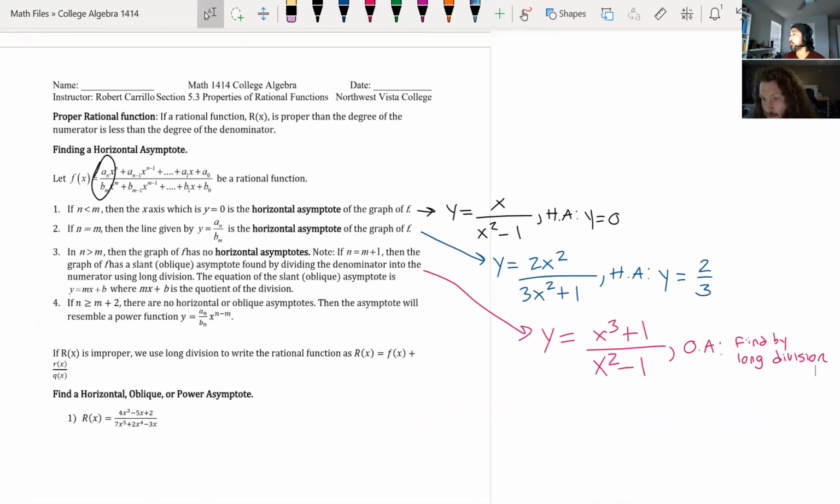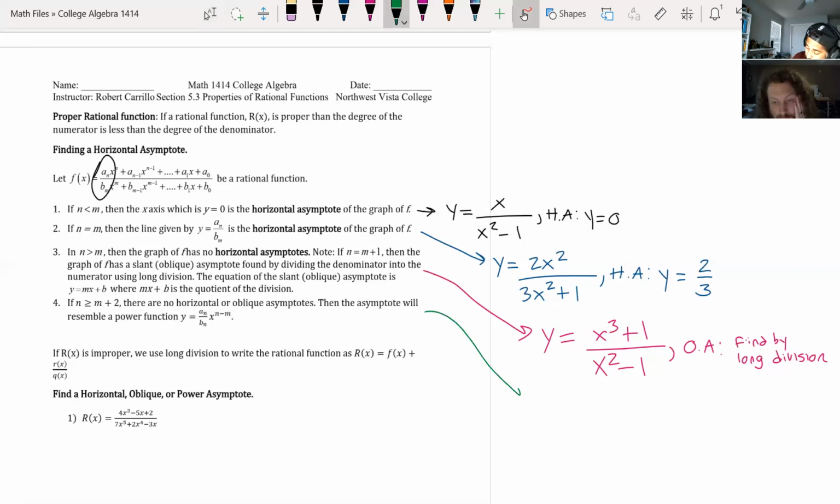All right. And then rule number 4. It's a fun rule. I don't even know if it's a rule. I probably made it up. So rule number 4 says if your numerator is bigger than the denominator by 2, then you no longer have a horizontal or oblique asymptote. This asymptote will resemble a power function. So we can call it a power asymptote. And if this happens, then your power asymptote is going to be the leading coefficients over one another, and you will subtract the degree of the denominator from the degree of the numerator.